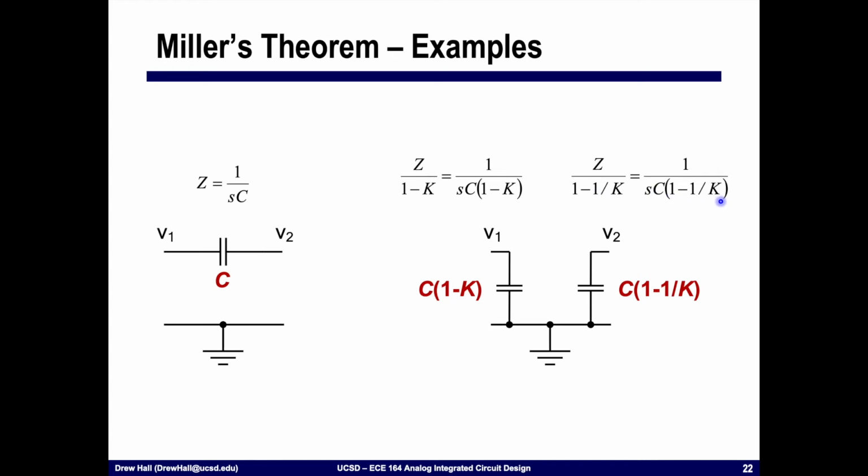Okay? And so effectively what that means is that when I put this circuit back together, I have a capacitance at the input that is equal to C times 1 minus K, where K is the gain, and a capacitor at the output that is equal to C times 1 minus 1 over K. And so now let's look at a couple of different examples where I'm going to change K. I'm going to apply different amounts of gain to the circuit.